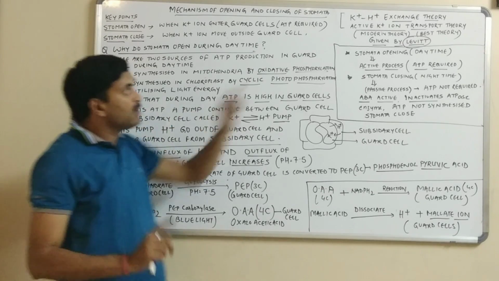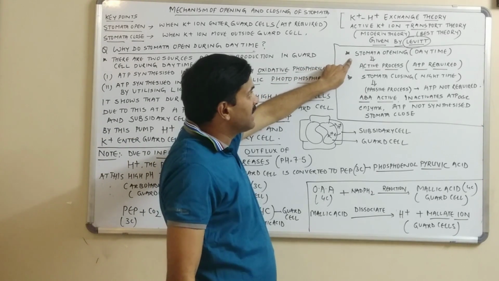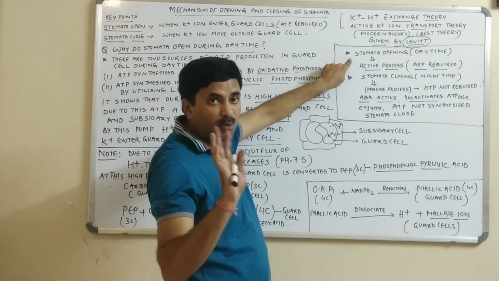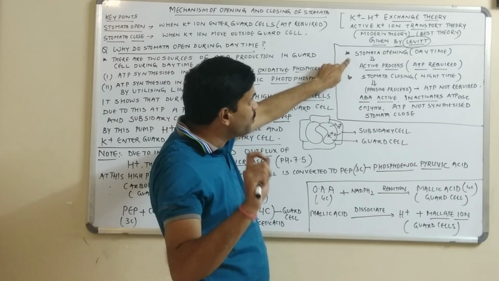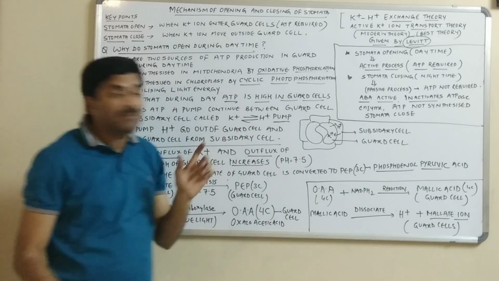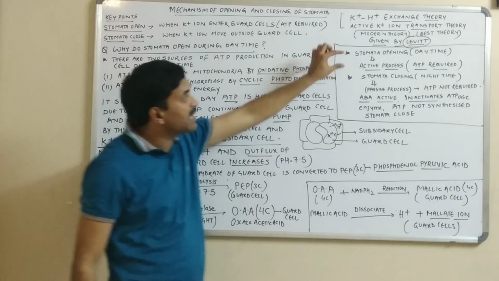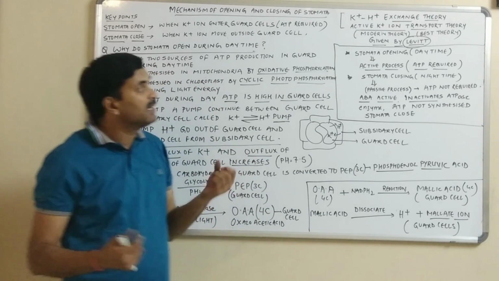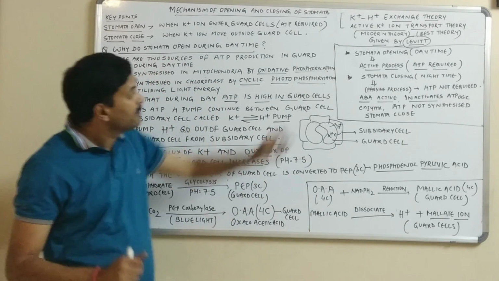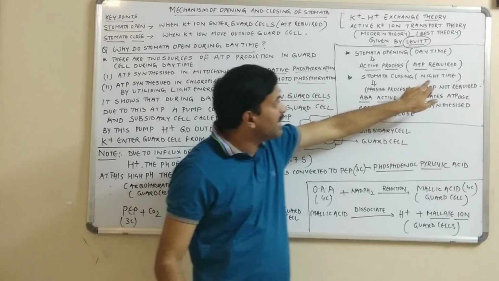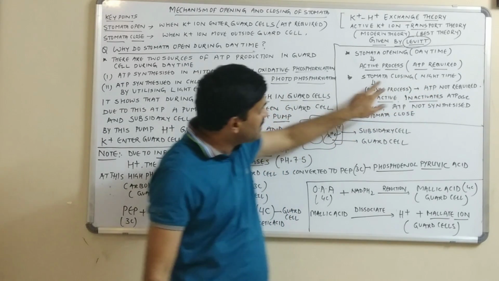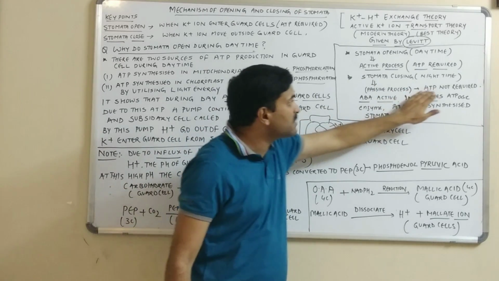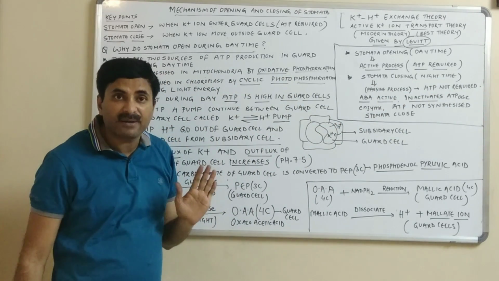Now, always remember, this theory says that stomata opening occurs during the daytime. We all know that stomata open during the daytime. The stomatal opening is an active process, and we know very well that in an active process, ATP is required, right? And stomata closing occurs at night time. This stomatal closure is a passive process, and in this process, ATP is not required.